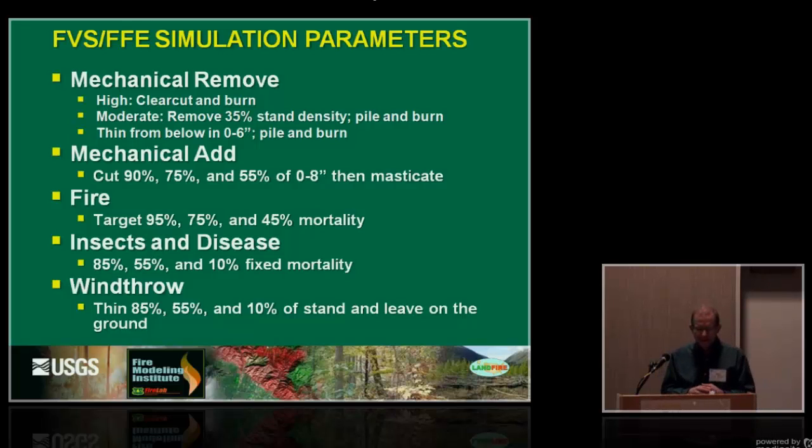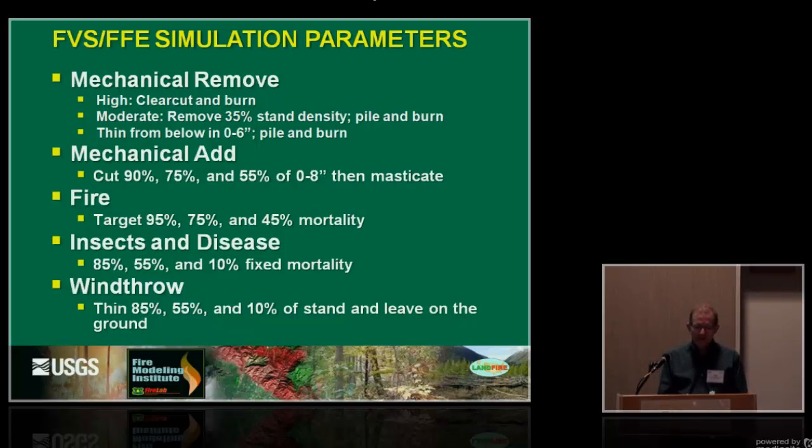And then insect and disease and windthrow are a little more straightforward. You just code in fixed mortality at different levels. Everything just stays there, falls down and stays there. There's no site prep or anything like that. And then similar for windthrow, although I think that was more that you actually thinned it. Is that right? And then just left the trees. So these are just things to make FVS do what you want to simulate what all that stuff is occurring on the landscape.